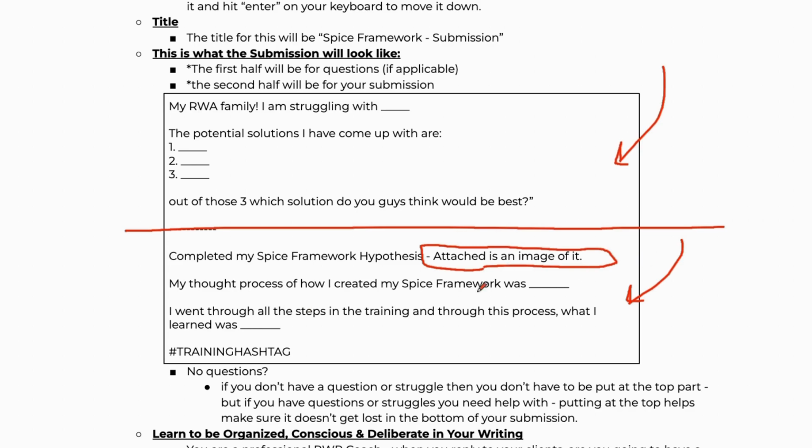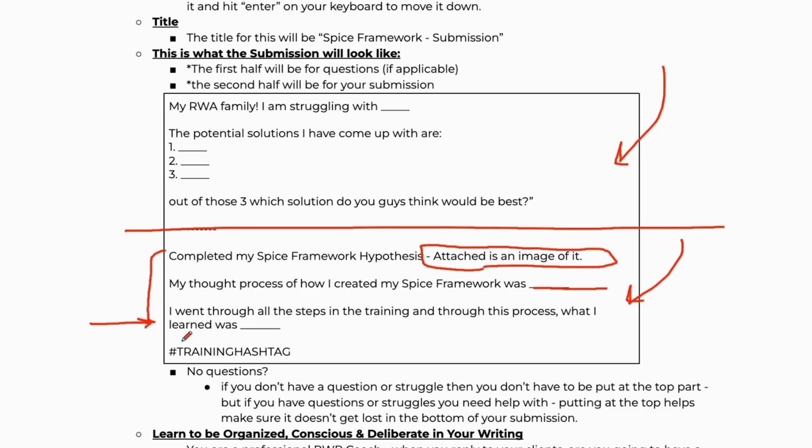My thought process of how I created my SPICE framework was, we want to know, hey, what was your thought process? Where was your mind at? I went through all of the steps, and my biggest takeaway was, my thoughts about this were... You want to go ahead and give us your thoughts on that as well, okay? So this is what that template looks like.